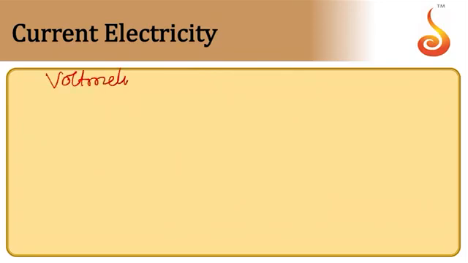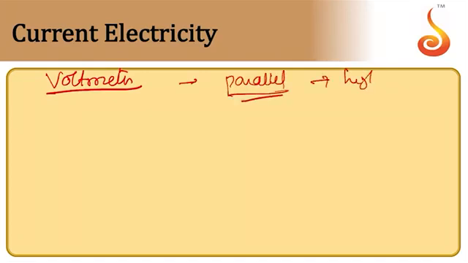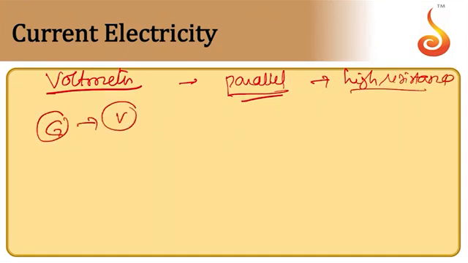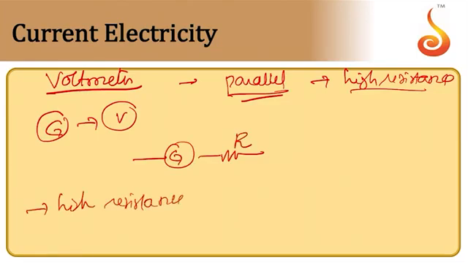Voltmeter is an arrangement which can measure the potential difference, and therefore it is connected in parallel across the device, and this should have a very high resistance. How to convert a galvanometer into a voltmeter? For example, I have the galvanometer here, and to convert it into a voltmeter, I'll connect high resistance in series with this. This entire setup is what is now called as a voltmeter.